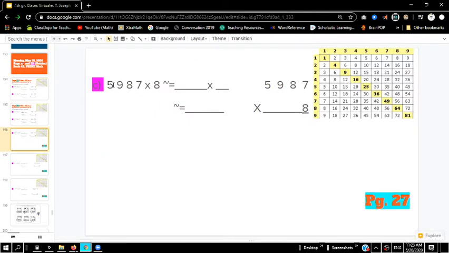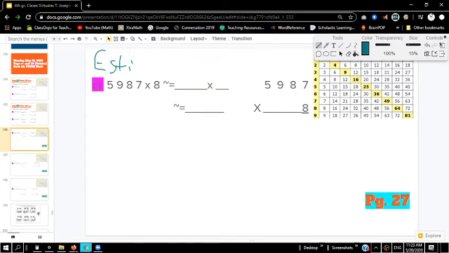Letter C says the following: 5,987 times 8. Now what we need to do again is estimate first. An estimation in this case would cause 5,987 to round up to 6,000. So we're going to put 6,000 right here, and our 8 just transfers over to our blank.